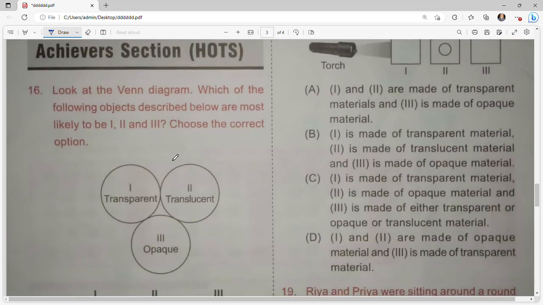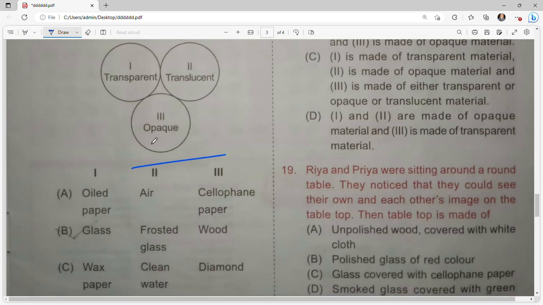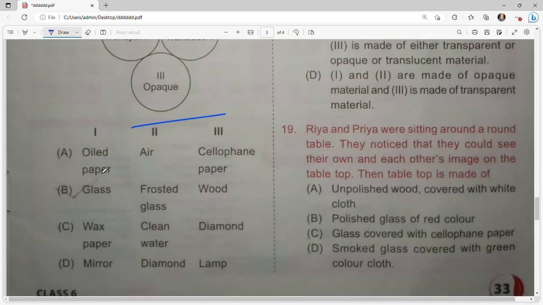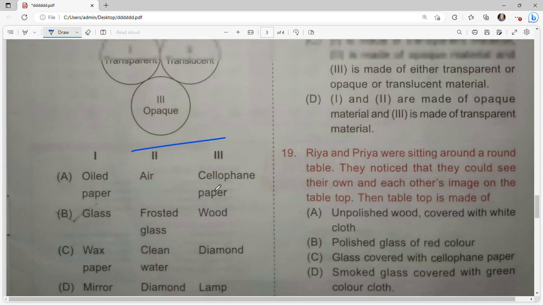Next question is your question number 16. Now this is the achievers section or the HOT section. Let's read question number 16, which says, look at the Venn diagram. Which of the following objects described below are most likely to be 1, 2 and 3? Choose the correct option. So this is the Venn diagram. Options are: option A, oil paper, aluminium, cellophane paper; option B, glass, frosted glass, wood; option C, wax paper, clean water, diamond; and option D, mirror, diamond, lamp. So let's solve this question.